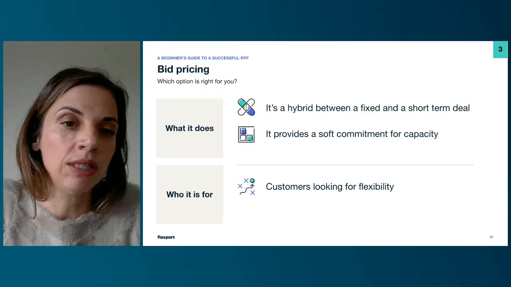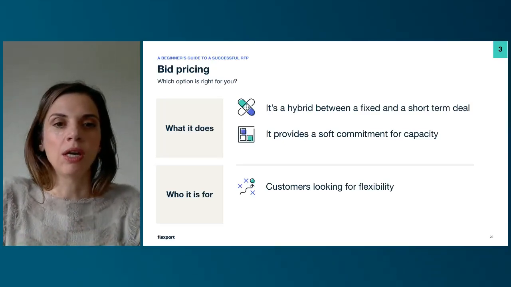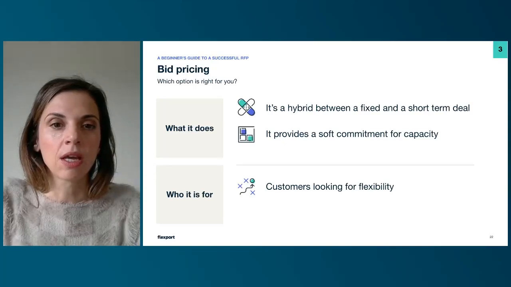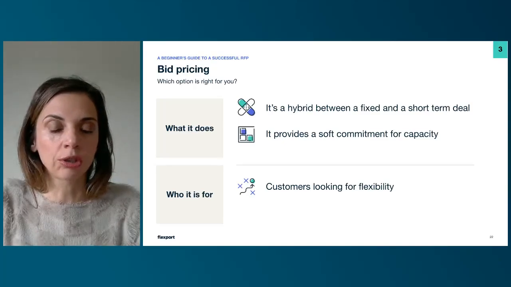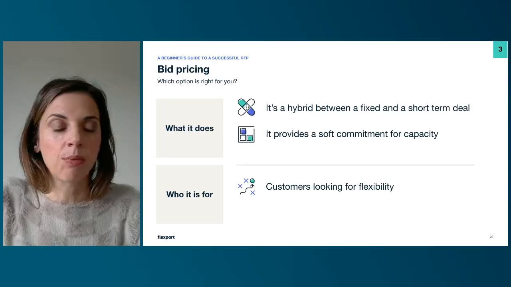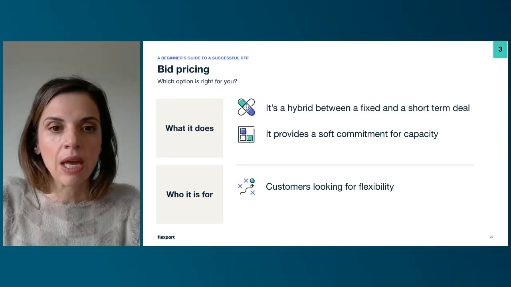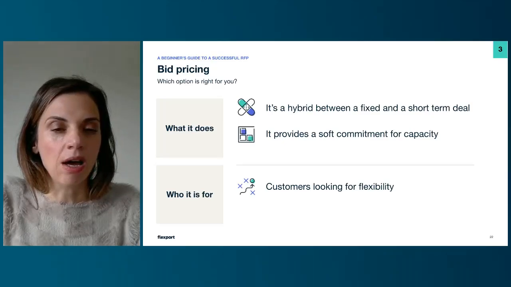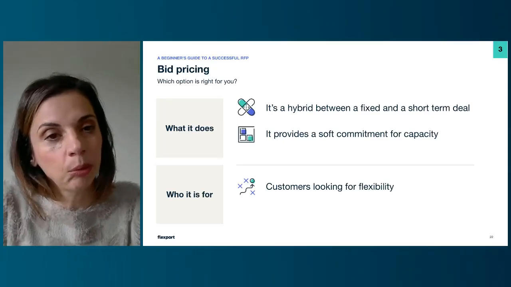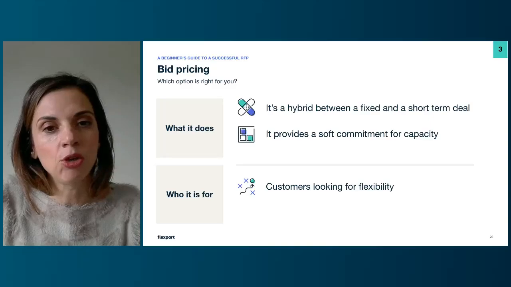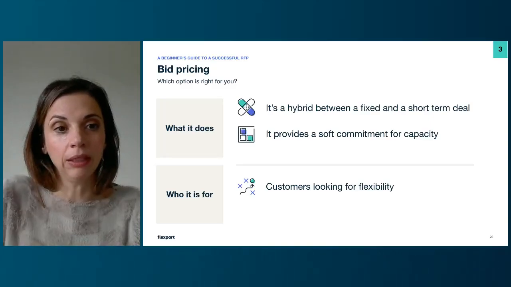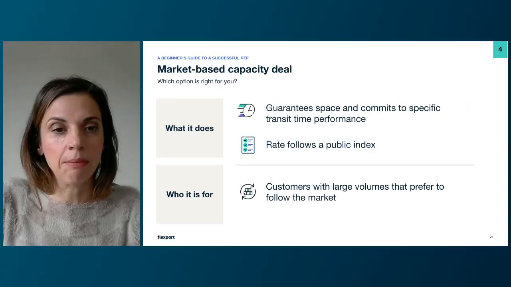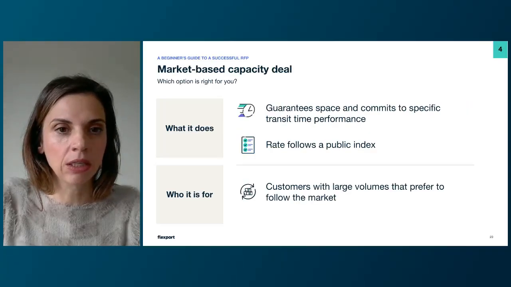So what it really does is a soft commitment for capacity, so you have a little more leverage on that versus the short-term deal. It gives you a fixed price over that period of time, and it's really for customers that are looking for flexibility. They have some volumes to put on the table and negotiate, and they're looking to have that flexibility in their supply chain.